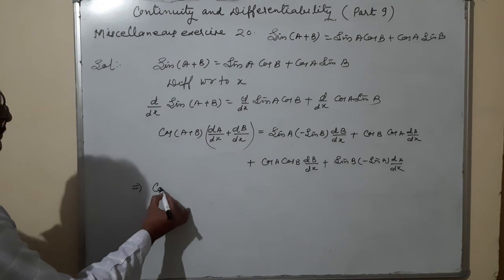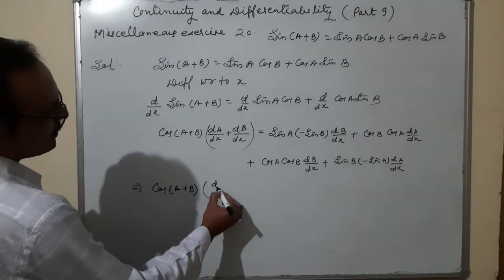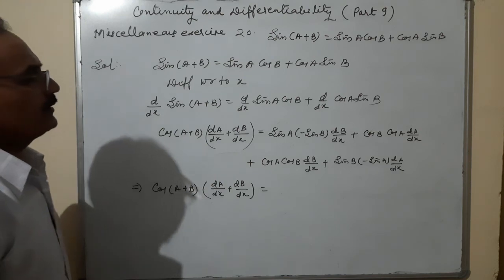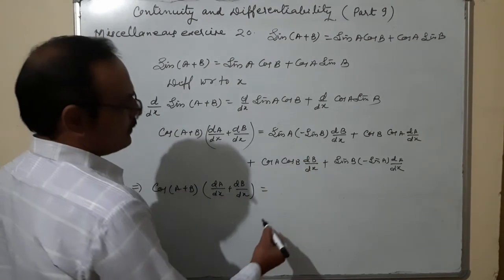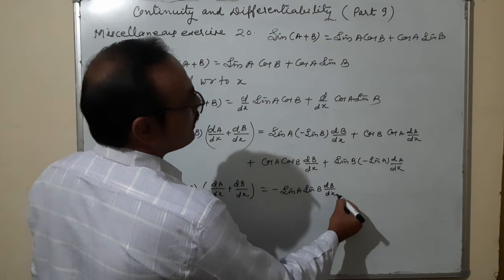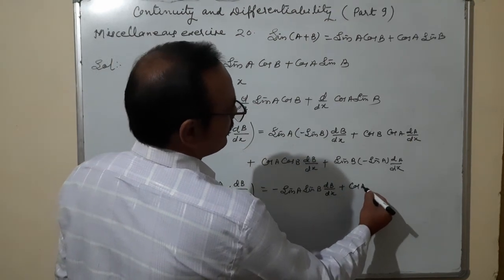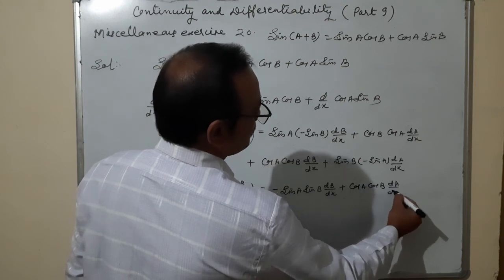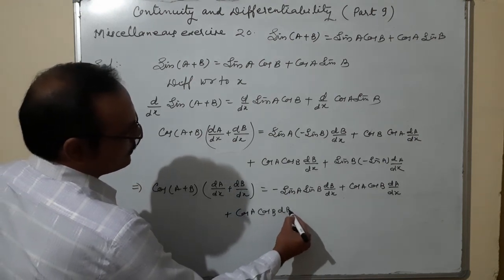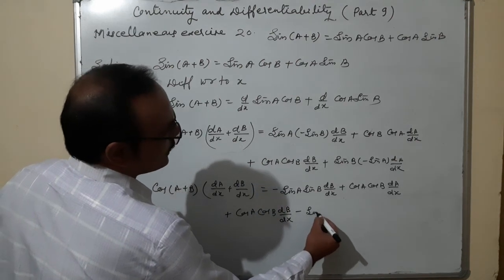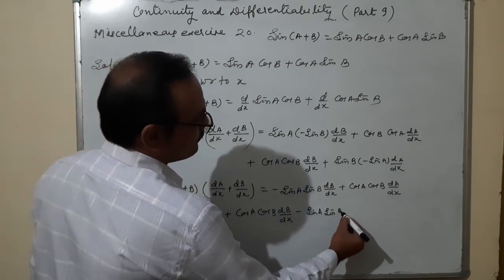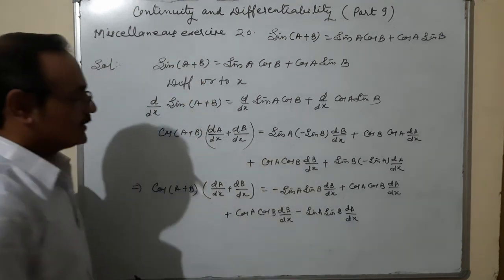So that means it is coming cos(a + b) (dA/dx + dB/dx) is equal to, may I write here, minus sin a sin b dB/dx plus cos a cos b dA/dx plus cos a cos b dB/dx, and minus sin a sin b dA/dx. Is it okay?